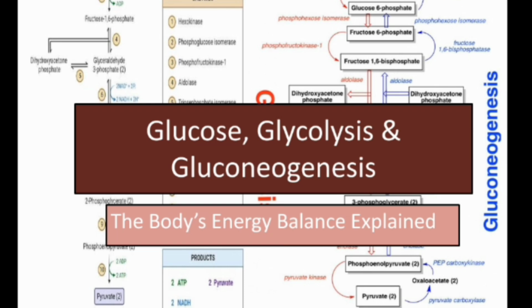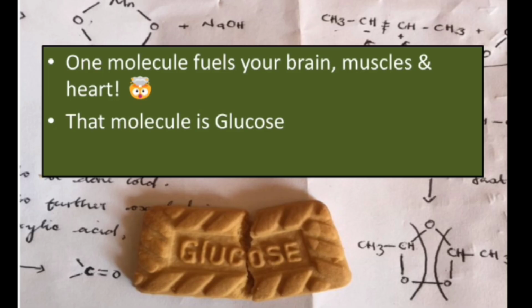Today I am back with a very informative video on glucose, glycolysis and gluconeogenesis. Do you know there's one molecule that fuels your brain, muscles and almost every process in your body? That molecule is glucose, the ultimate energy currency of life. In this video, we will explore what glucose is, how glycolysis breaks it down to release energy, and how gluconeogenesis builds it back when energy is scarce. Stick with me till the end because by then you will understand how the body literally runs on sugar.